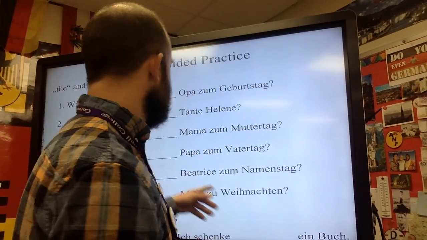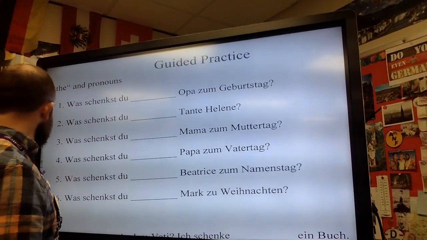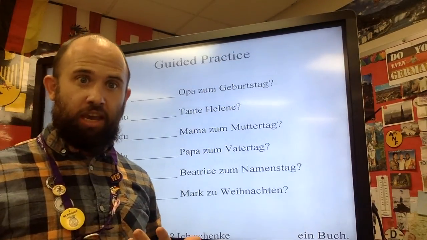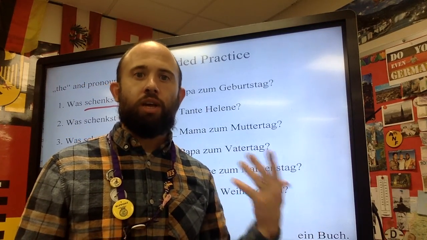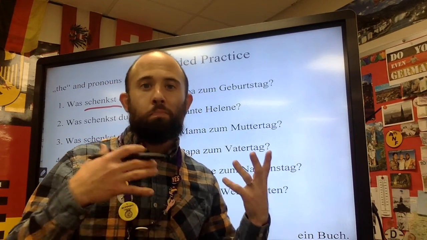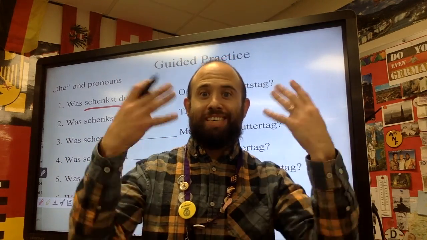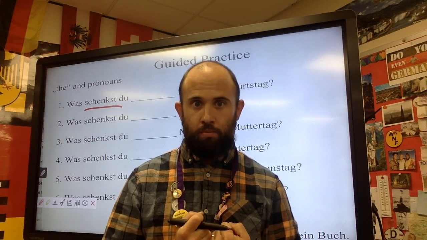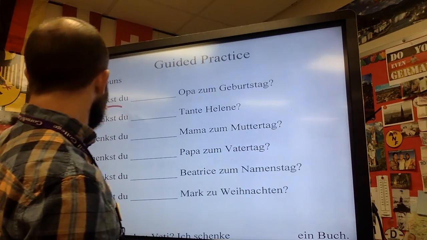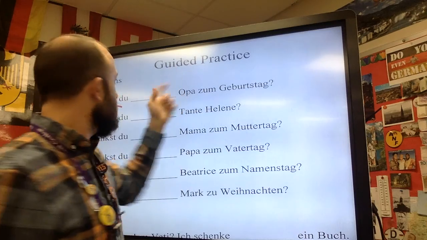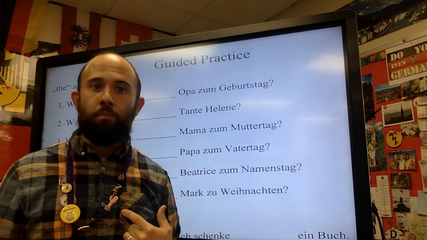Starting with some examples with the verb schenken. Schenken means to give as a gift. We've got geben. We've also got kaufen. For the most part, early on, dative is going to be when someone is getting or receiving something. So in that question, was schenkst du blank Opa zum Geburtstag? What are you giving to your grandpa?